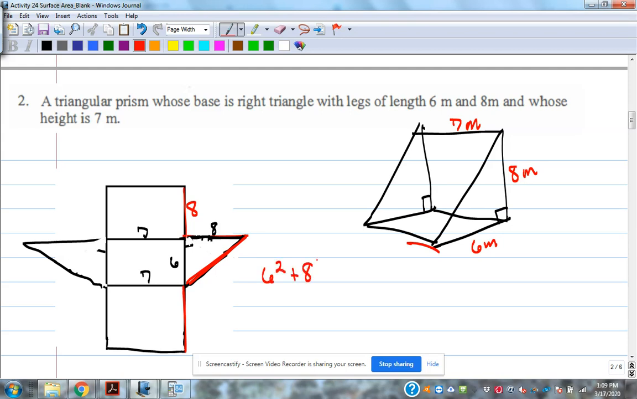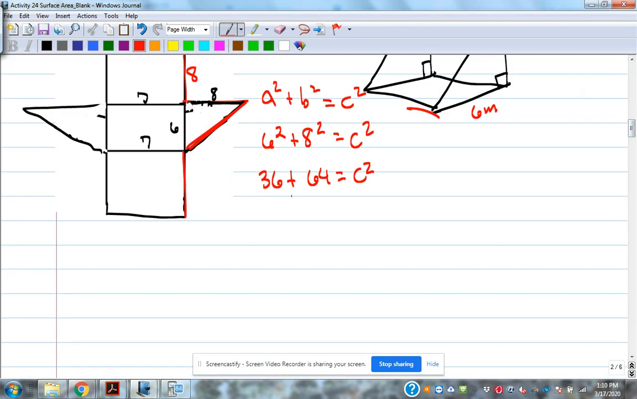6 squared plus 8 squared equals c squared. Using the Pythagorean theorem, a squared plus b squared equals c squared. So it'd be 36 plus 64 equals c squared. 36 plus 64 would be 100. So c is a 10. So this length is 10 and this length is 10. They match up when you fold it together.